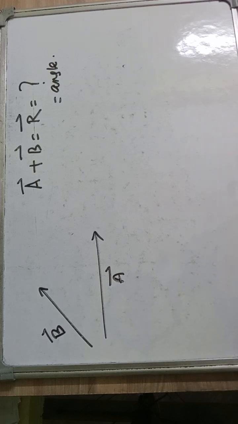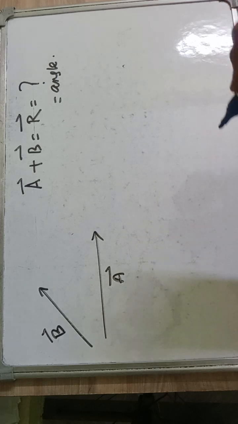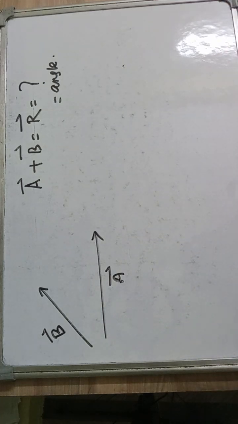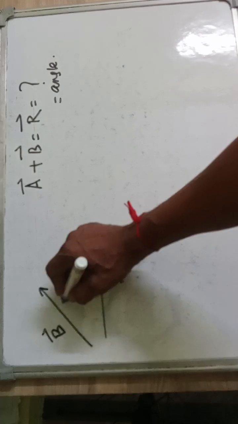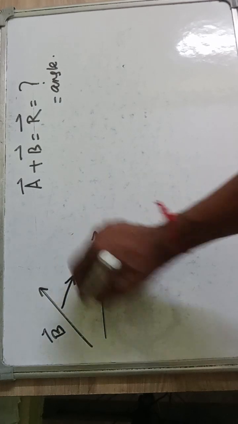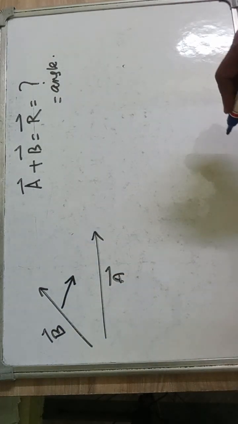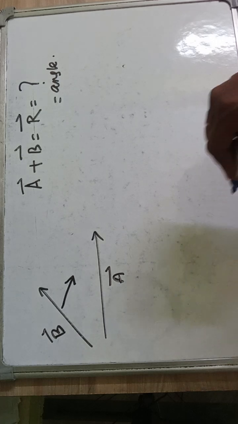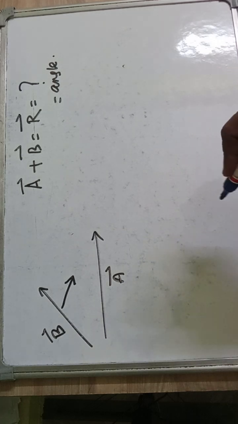हमारे पास दो वेक्टर है, एक वेक्टर A एंड वेक्टर B। हम दोनों को ऐड करना चाह रहे हैं और दोनों का जो रिजल्टेंट R होगा, A प्लस B, उसका वैल्यू और एंगल हम लोग फाइंड आउट करेंगे। वी नो दिस पैरेलल शिफ्टिंग ऑफ वेक्टर इज allowed. It will not change its effect.